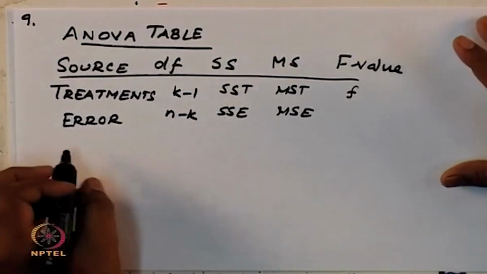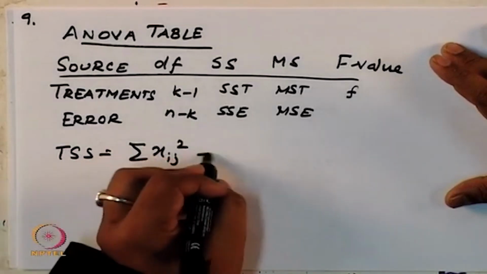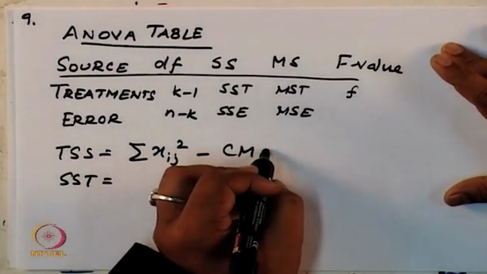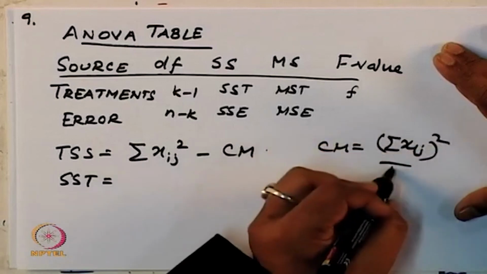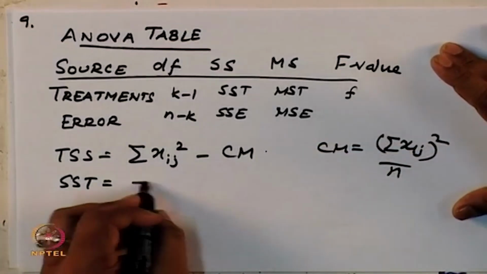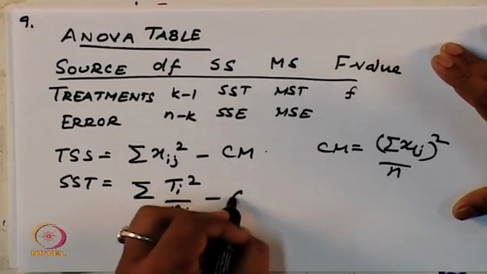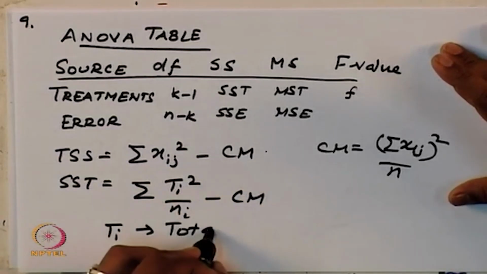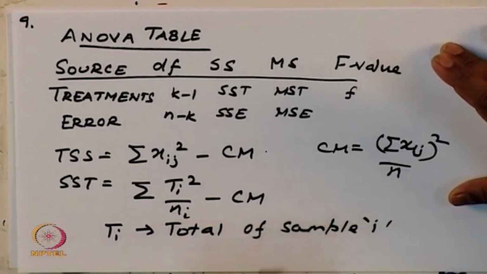So, again, TSS is the summation of x_ij square minus Cm, where Cm is given by the summation of x_ij whole square by n. SST is the summation of T_i square by n_i minus Cm, where T_i is the total of sample i.